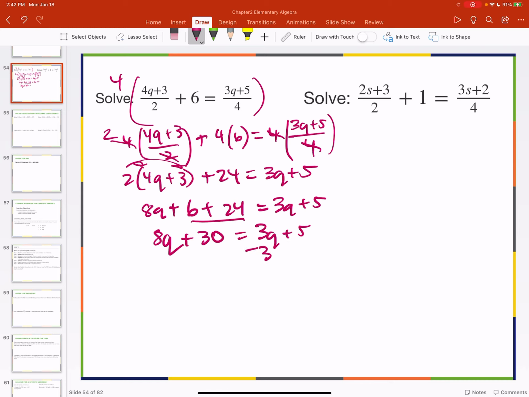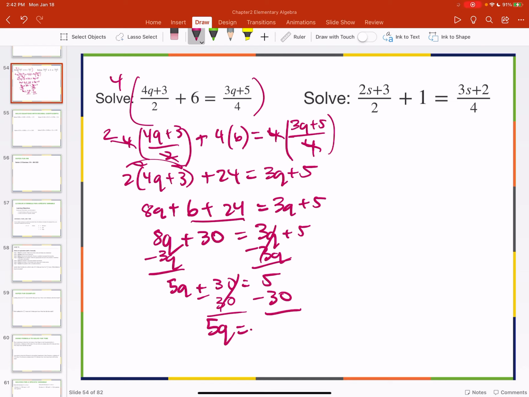So subtract both sides by 3q. Okay, that cancels. We get 5q plus 30 is equal to 5. Subtract both sides by 30. And we get 5q is equal to negative 25. Divide by 5, divide by 5. Q is equal to negative 5.